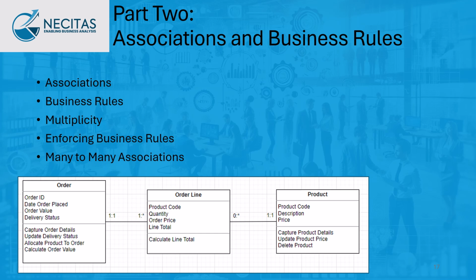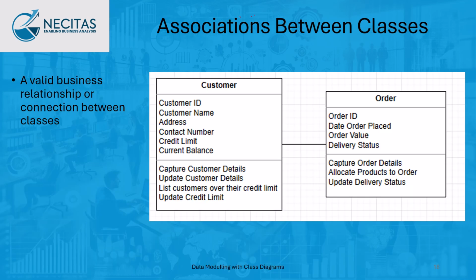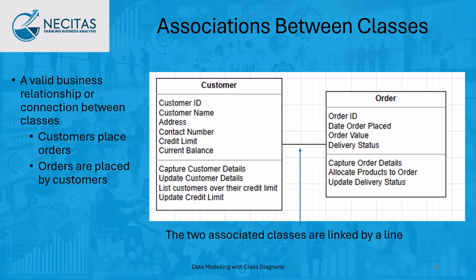So let's get started. An association between classes exists when there is a business connection or relationship between the classes. There's a relationship between customers and orders because customers place orders and orders are placed by customers. A line is used to link the two associated classes together. In the example on the screen, you can see that a line has been added between the customer class and the order class to indicate there is an association between these two classes.